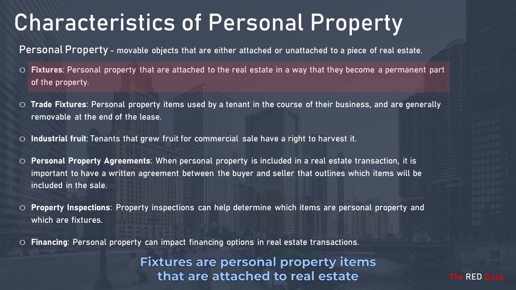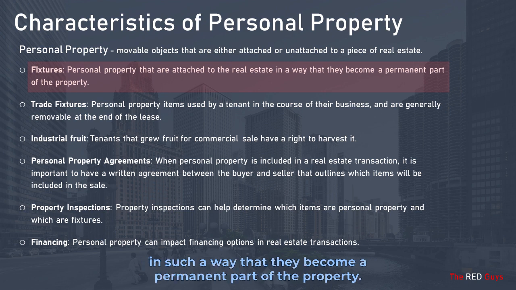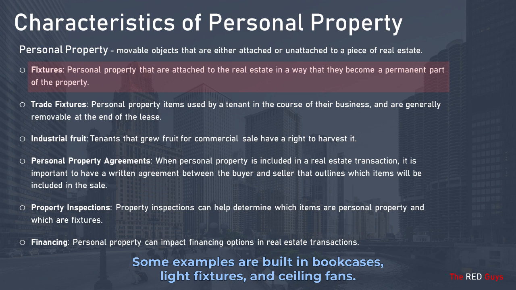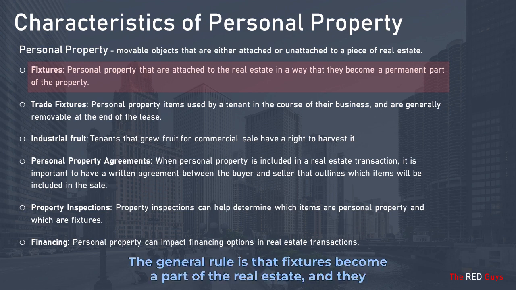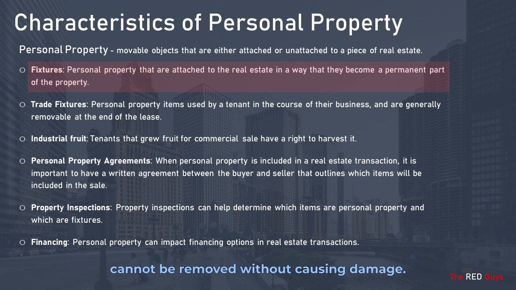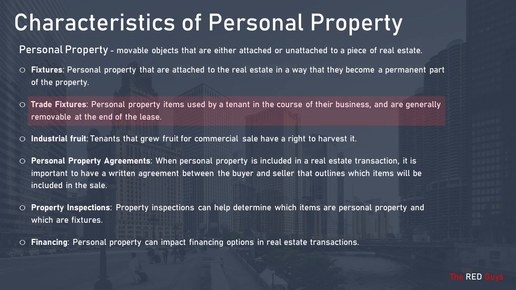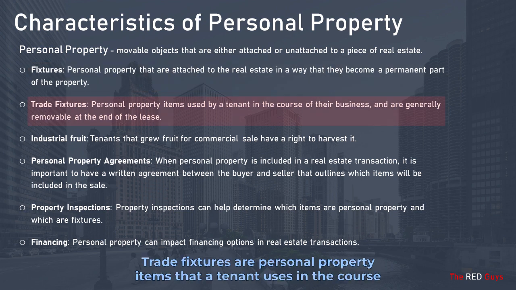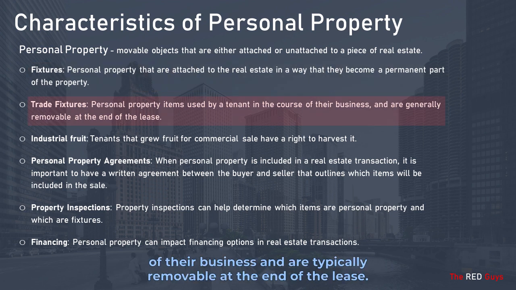Fixtures are personal property items that are attached to real estate in such a way that they become a permanent part of the property. Some examples are built-in bookcases, light fixtures, and ceiling fans. The general rule is that fixtures become a part of the real estate and they cannot be removed without causing damage. Trade fixtures are personal property items that a tenant uses in the course of their business and are typically removable at the end of the lease.